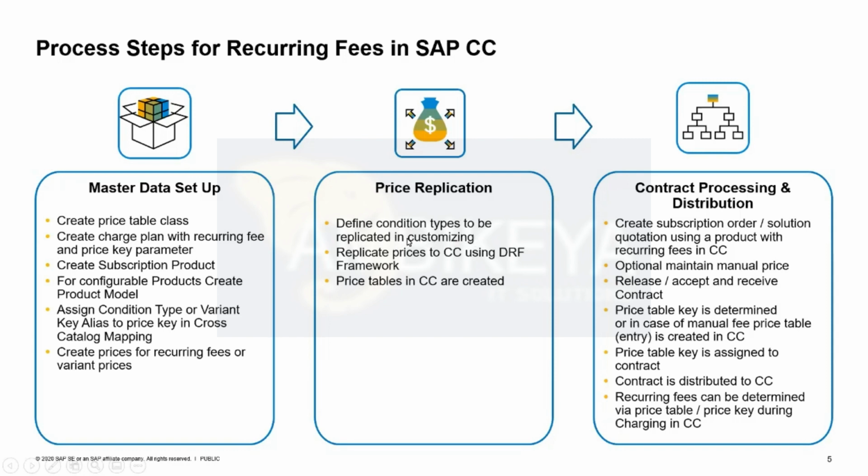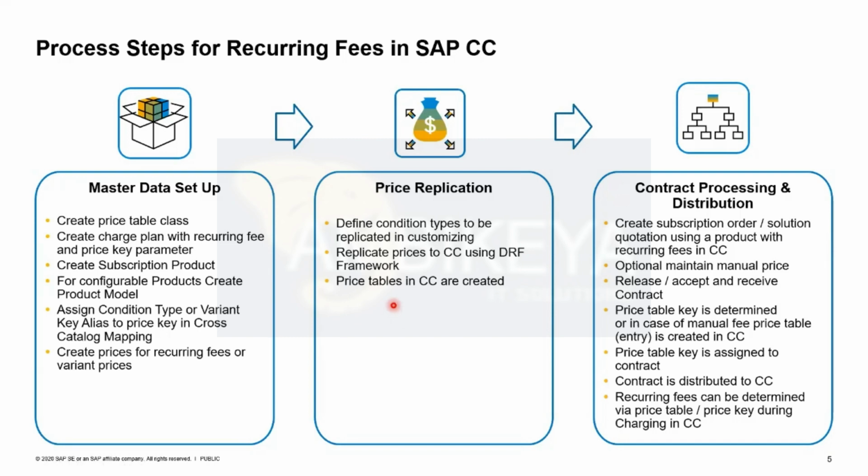Once this setup is in place, we also need to define the condition types that are relevant for CC. That is a customizing where we maintain the list of condition types. So when you are creating a price for a recurring fee in SD pricing, DRF checks if the condition is relevant for replication to CC based on this customizing, and then this gets replicated to CC.